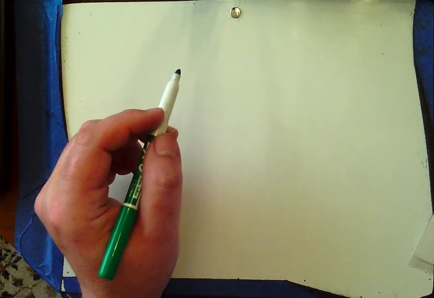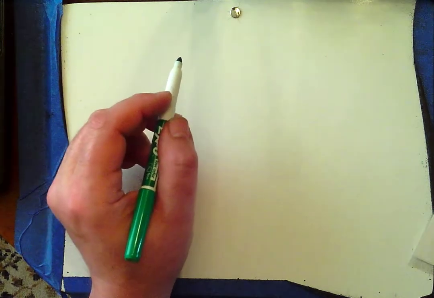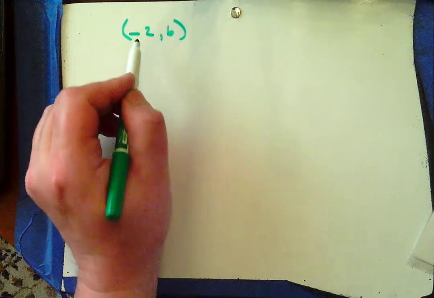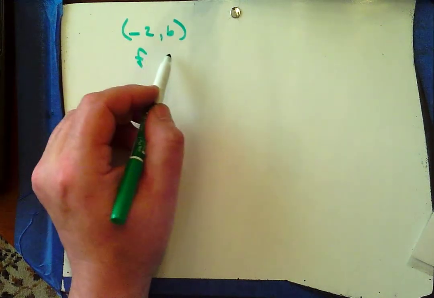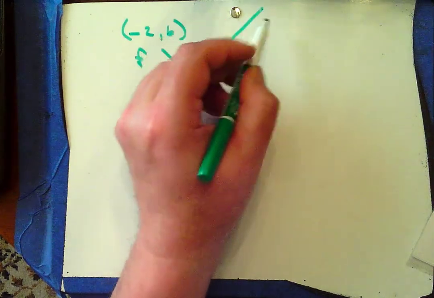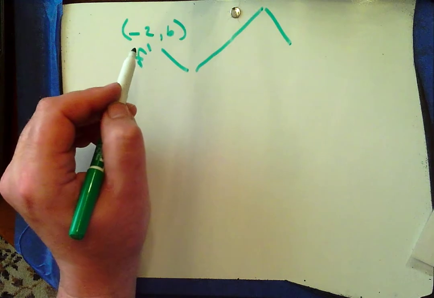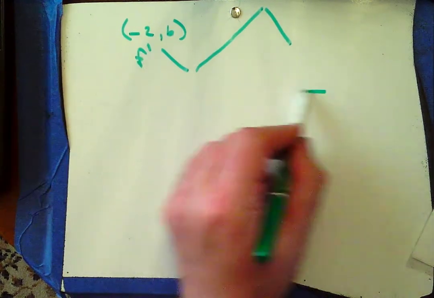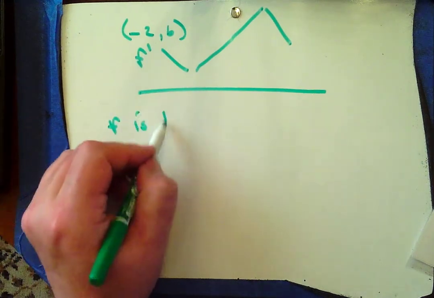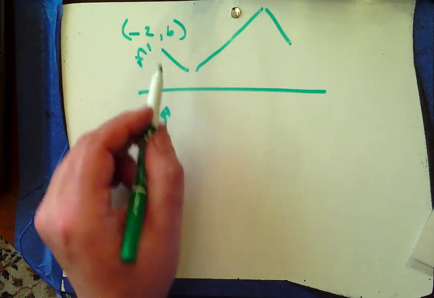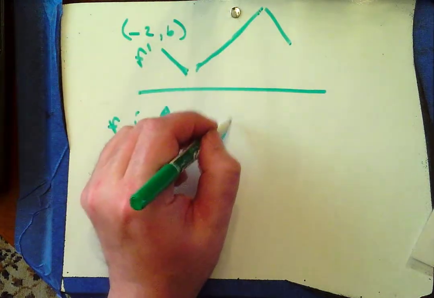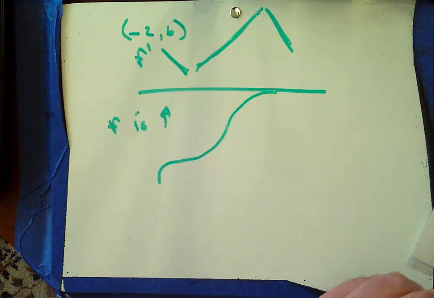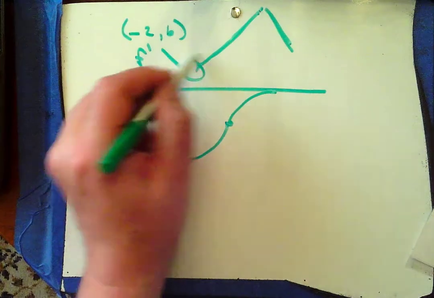F is a polynomial function with f prime values given here in the table above. Which of the following must be true on -2 to 6? So I see f prime goes down, then goes up, and goes up some more, and then down a little more. This is what f prime is doing. And all of these values are positive. So f is always increasing, but increasing and concave down, increasing and concave up, increasing and concave down. So I've got 2 points of inflection here.